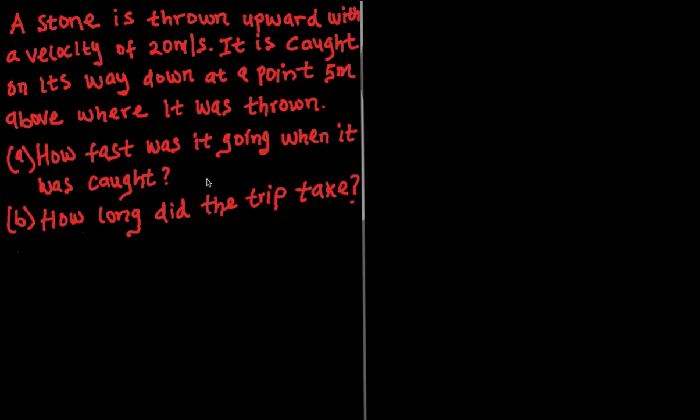Now, what we'll do is to picture this. Let's draw a mental or pictorial representation of the question. So, a stone was thrown upward. Let's say this is the stone thrown upward. Then, you know fully well that when an object is thrown upward, it's going to reach maximum height, stop momentarily and start coming down. Before it reached the point where it was thrown, it was caught. So let's say it was caught at this point.